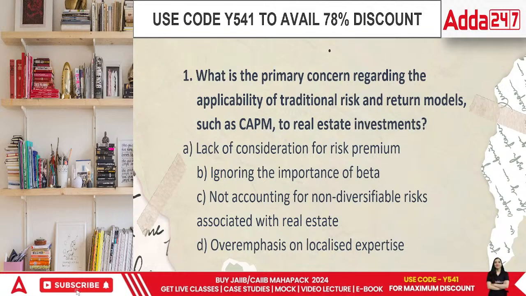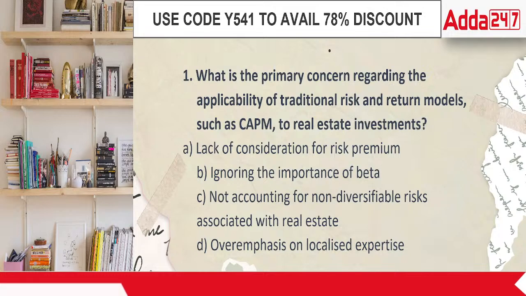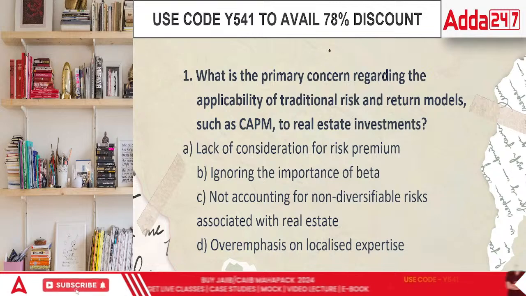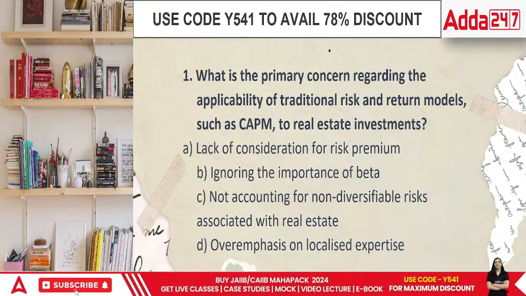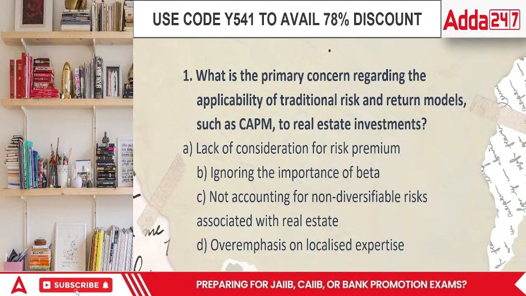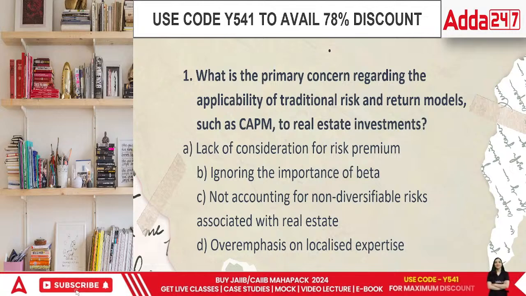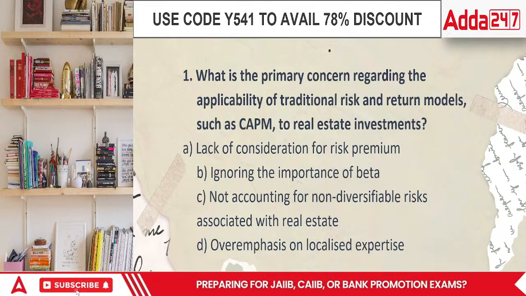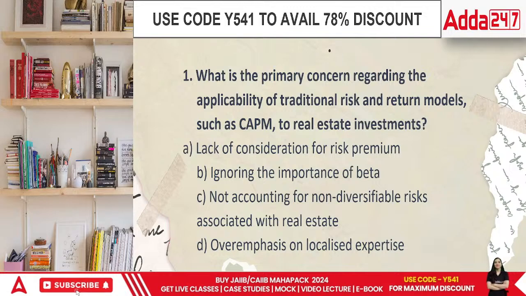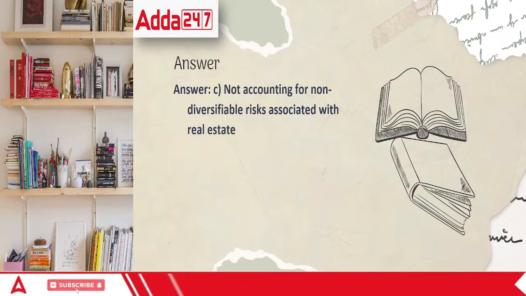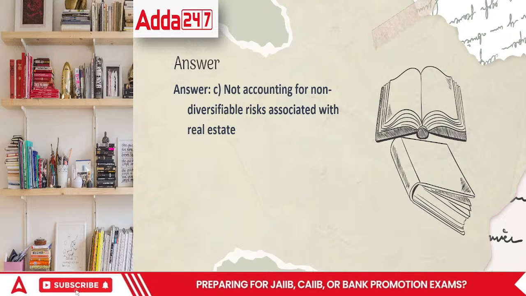What will be the answer, everyone? Lack of consideration for risk premium, ignoring the importance of beta, not accounting for non-diversifiable risk associated with real estate, or overemphasis on localized expertise. What would be the answer? When we talk about the CAPM model, the answer is not accounting for non-diversifiable risk. Do you know what the basic formula of CAPM is exactly?